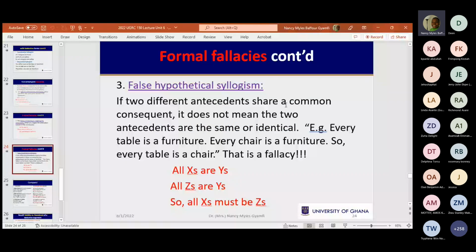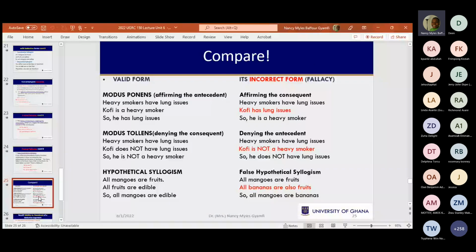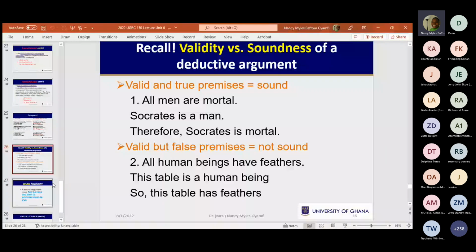Today I showed you, I say all X's are Y's, all Z's are also Y's, therefore we should conclude that all X's are Z's. You see why that is a formal fallacy called false hypothetical syllogism. That's the comparison page. Your friend already made a note of this. Valid plus true premises is what you will call a sound argument.